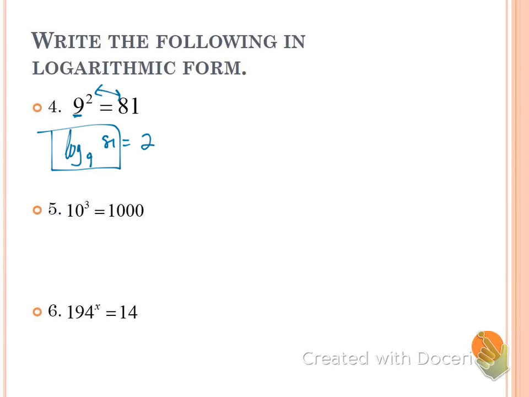Okay? Number 5, base stays base. So this is going to be log base 10. I don't have to worry about writing the 10. The other two play switcheroo. So the 1,000 goes here, the 3 goes on the other side of the equal sign.